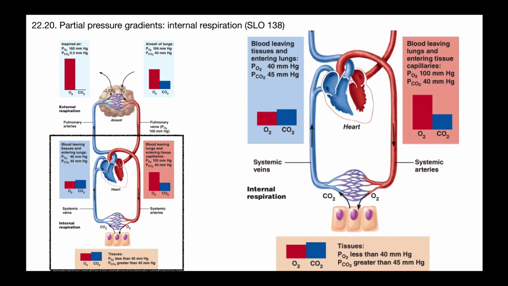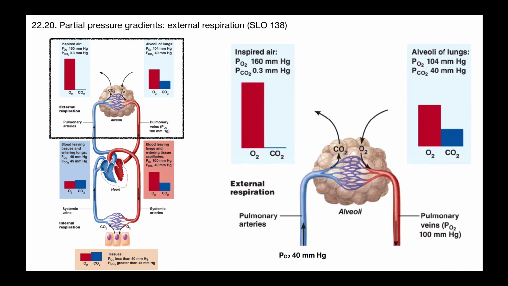Notice for the blood leaving the tissues and entering the lungs, it's basically in equilibrium with what's in the tissue beds, where it's 40 millimeters of mercury of oxygen, just like the partial pressure was in the tissues, and 45 of carbon dioxide, like it was in the tissues. So that's the story with this. I'm going to go back and forth a couple times now. The inspired air is just for your reference.